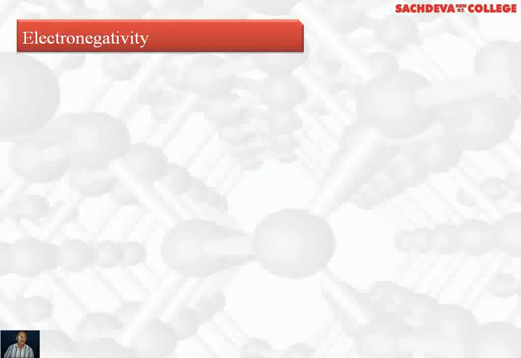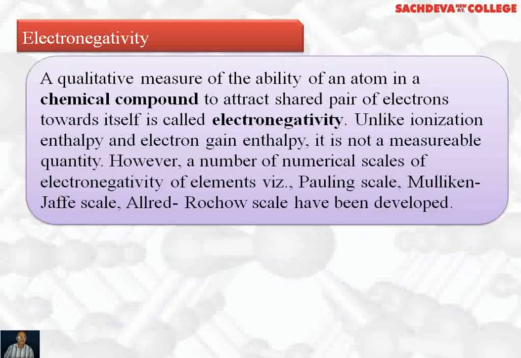Next topic we are taking is electronegativity. A qualitative measure of the ability of an atom in a chemical compound to attract a shared pair of electrons toward itself is called electronegativity. Unlike ionization enthalpy and electron gain enthalpy, it's not a measurable quantity.